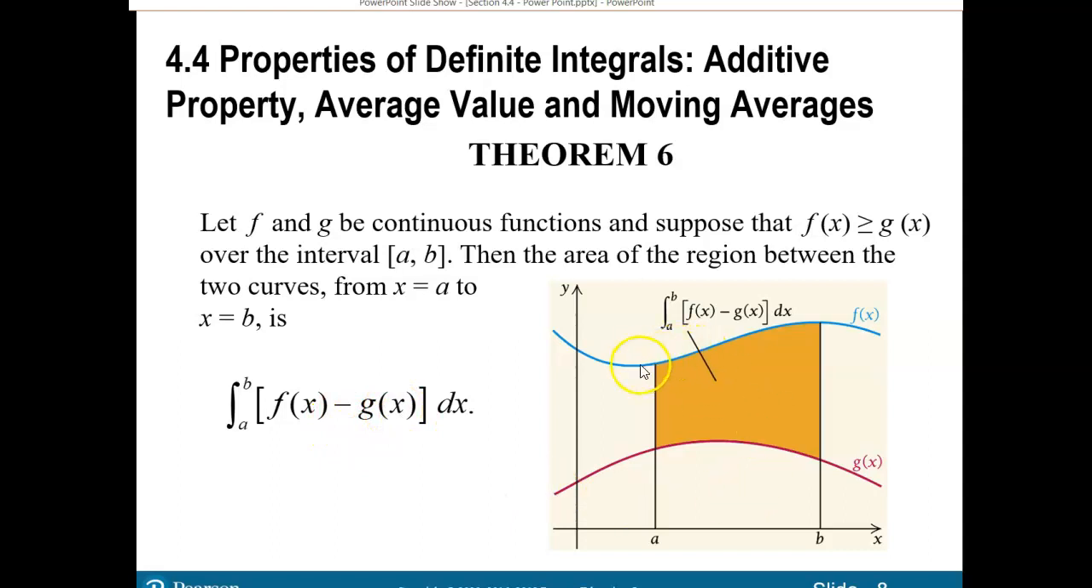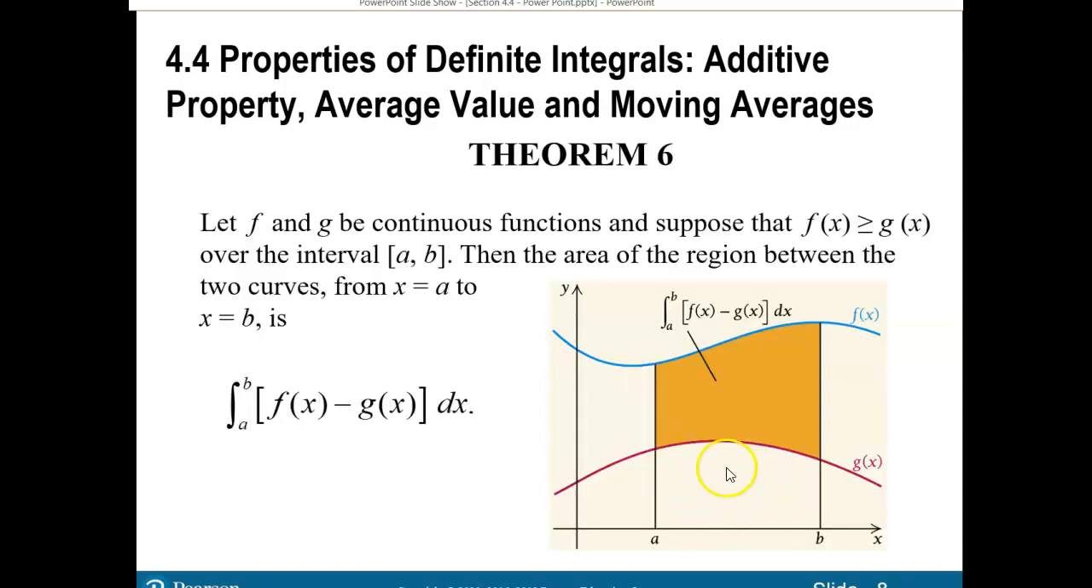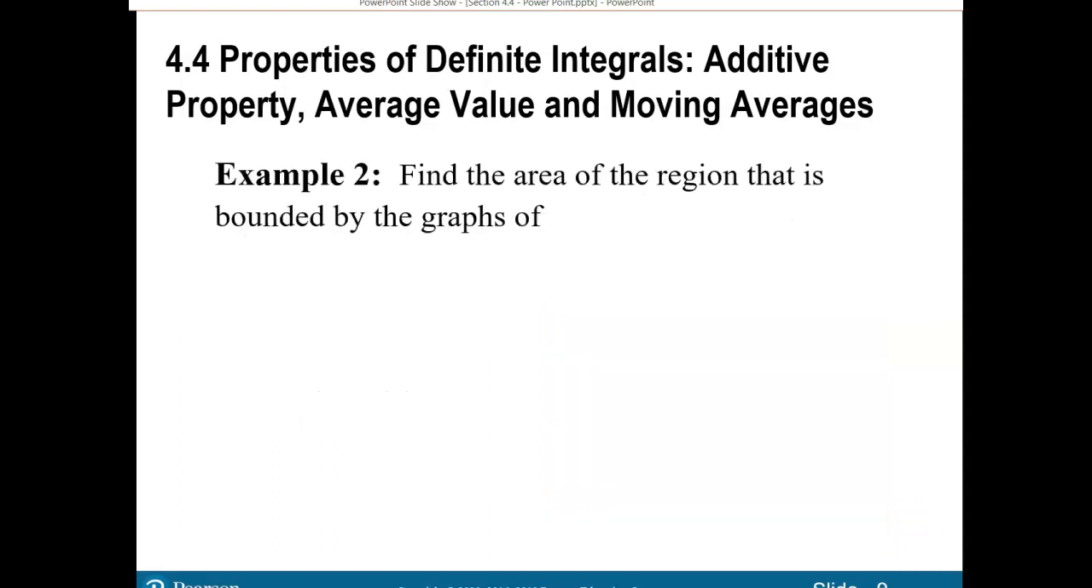And the reason for that is if I just did the integral of f of x, it's the area underneath f of x all the way down to the x-axis. So I'd be including all this stuff. So I have to subtract out the area underneath g, between g and the x-axis. So if I just integrate f minus g, that'll just give me the area in between. All right, so find the area of the region that is bounded by the graphs of f of x equals 2x plus 1 and g of x equals x squared plus 1.